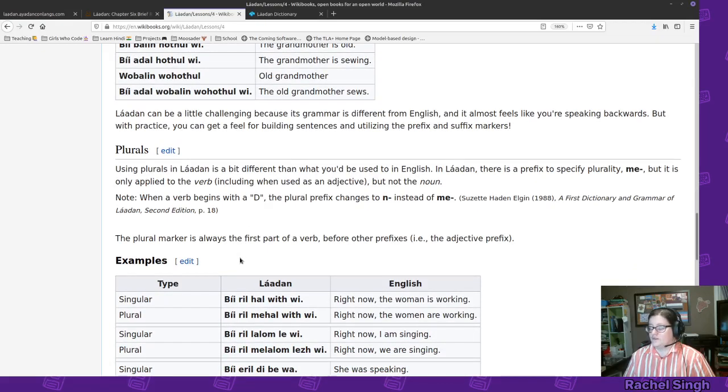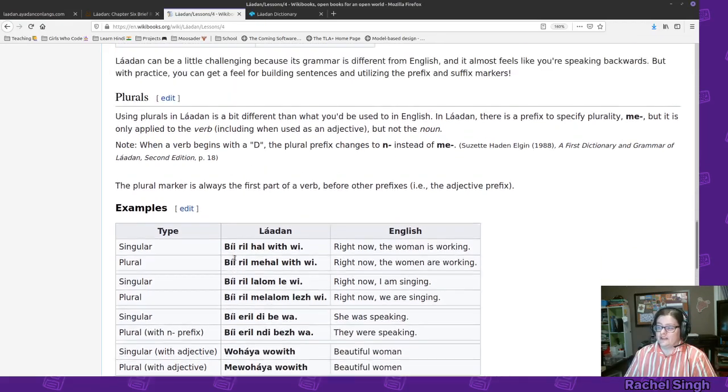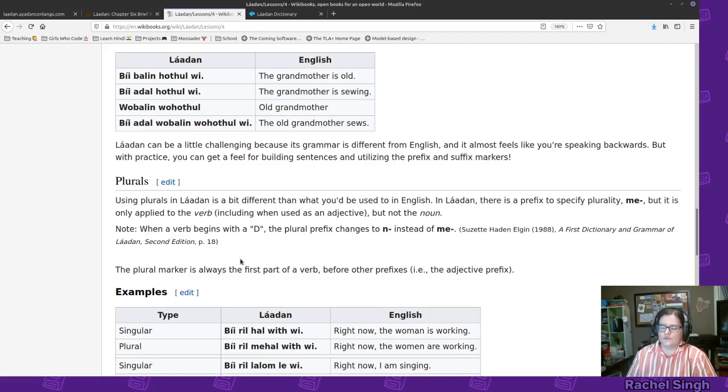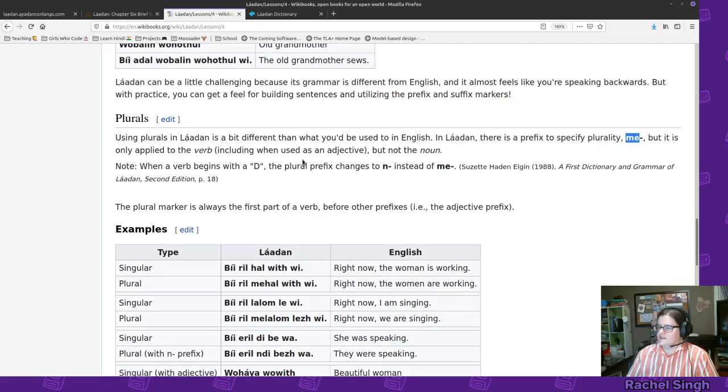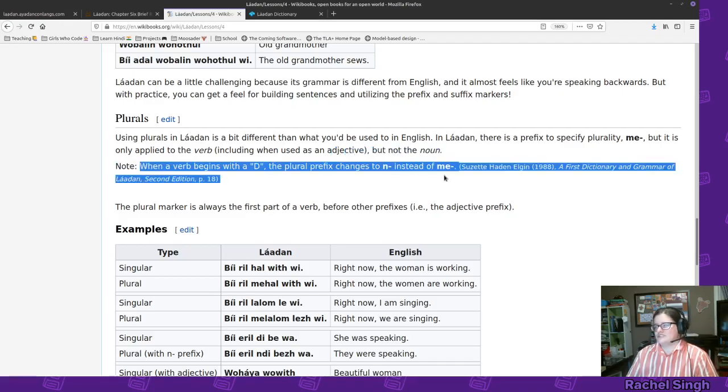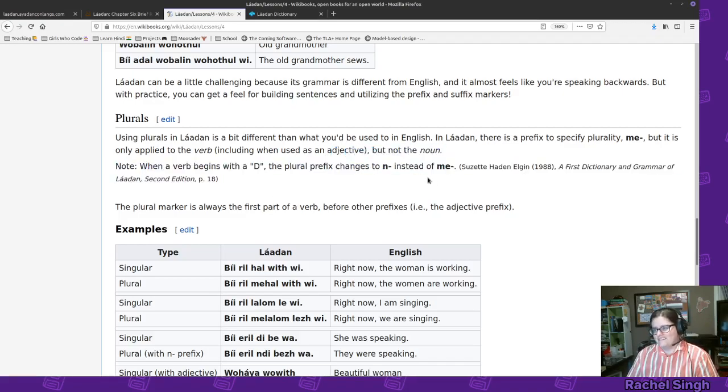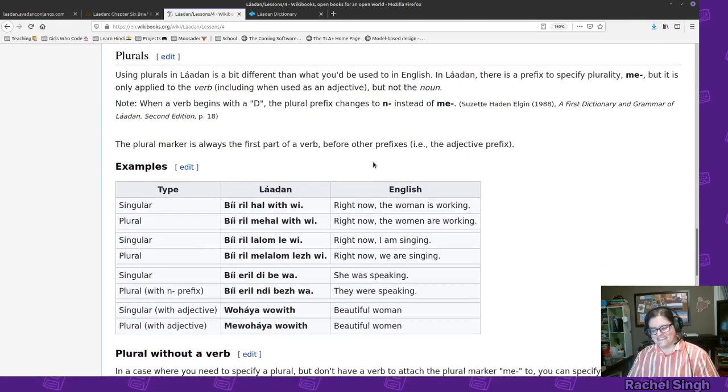And then for plurals, we don't pluralize the noun, we pluralize the verb. So the prefix here is me, and sometimes you can change it to n instead of me if the verb begins with a D. Oh, okay. I guess that should happen. I never remember that. Who cares? It's a language. Everyone uses it and then it evolves, right?